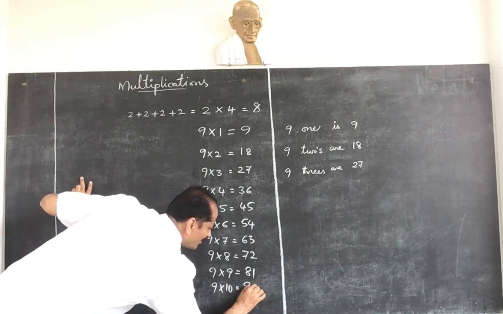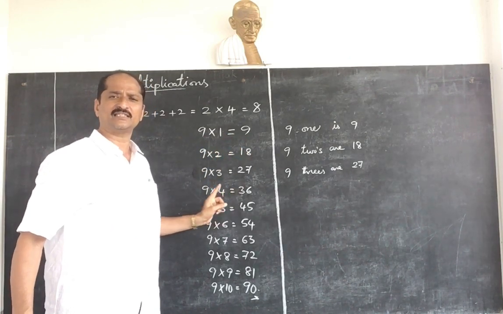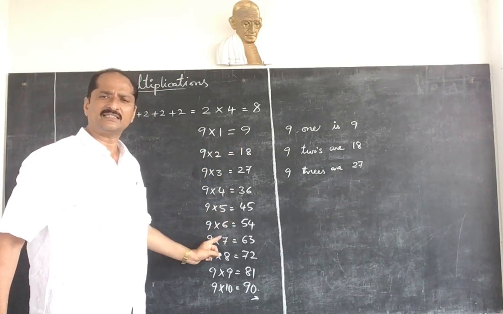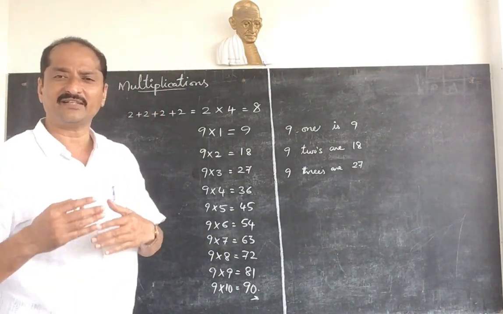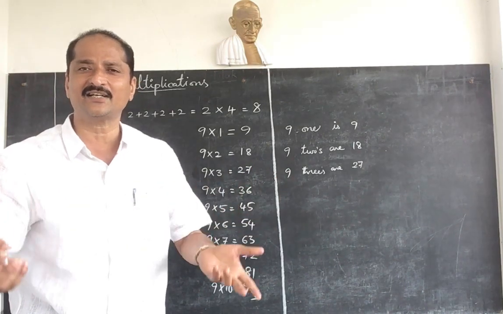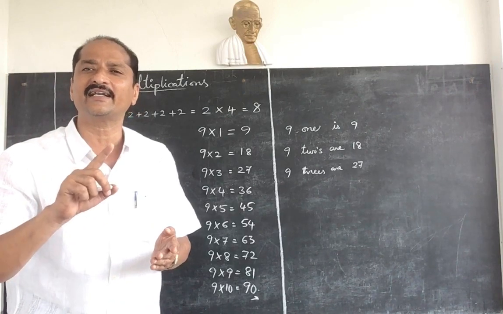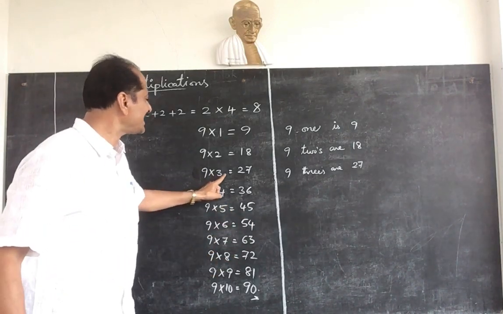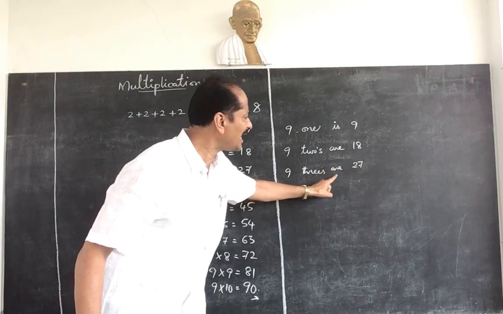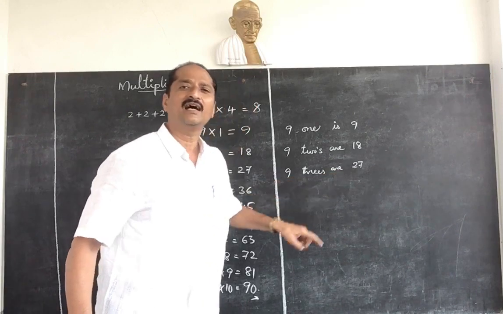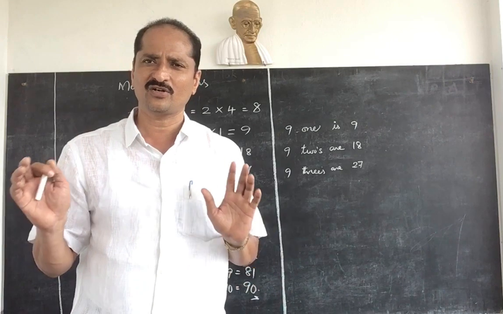While you are reading like this, 9 1 is 9, 9 2s are 18, 9 3s are 27, 9 4s are 36, 9 5s are 45, 9 6s are 54, 9 7s are 63, 9 8s are 72, 9 9s are 81, 9 10s are 90. We will use a short sound for "are", which is nothing but R, A-R-E, R. 9 3s are 27, 9 4s are 36, 9 5s are 45. That is R. In speed we are calling it as "jar". So don't forget about it.